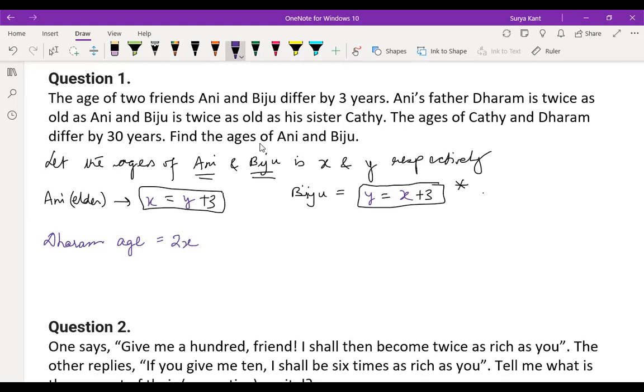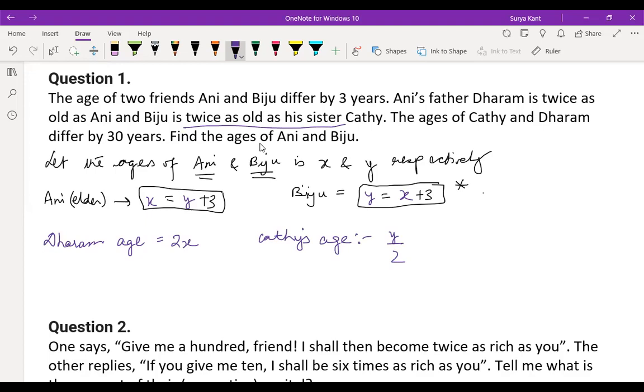Is it 2 into X plus Y, as he is as old as Ani and Biju? No, Biju is this part. That is a different sentence. Biju is twice as old as his sister Kathy. So what should you do now? Now Kathy's age, what can we write? Biju's age is Y, so Kathy's age is Y by 2. Is it clear?